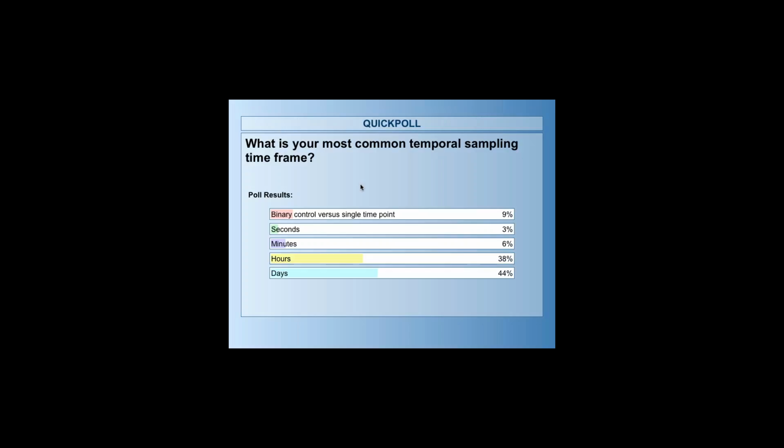What is your most common temporal sampling time frame? Looks like to me it's mostly on the scale of days. But a few people are doing sampling on the second time scale. All right, no comments.